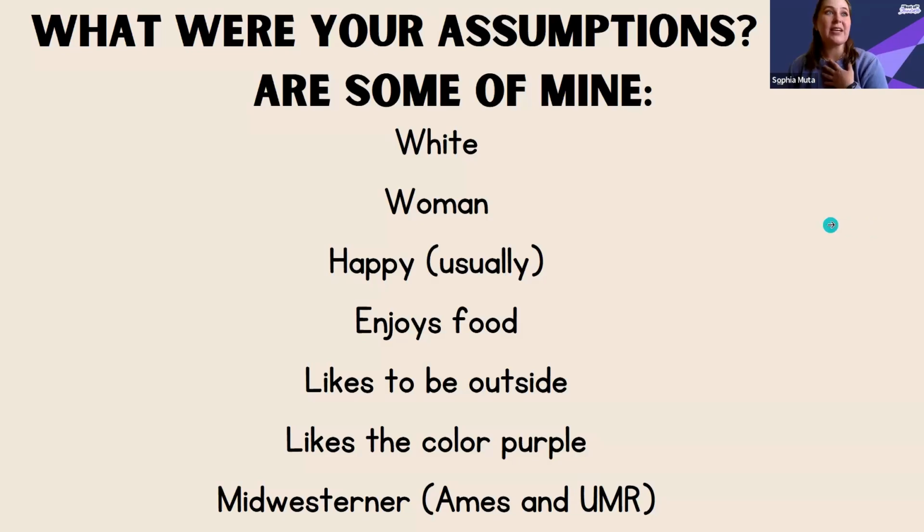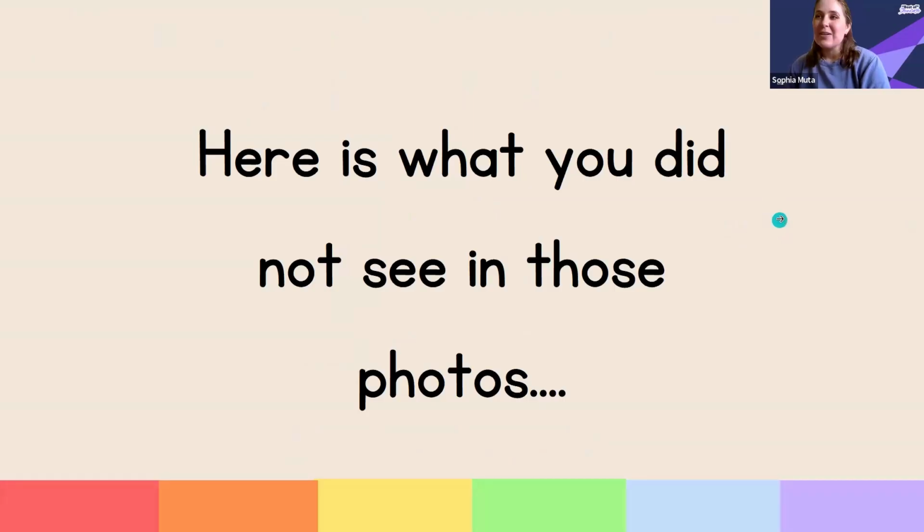that I wrote down, right? Here were some of my assumptions, right? Of these, this main person in the photos, white, she's white, a woman, appears to be a woman, happy usually, right? You clocked the one photo of the crying in the upper corner, likes to be outside, likes the color purple, and then a Midwesterner, right? I don't know if you saw it, but there was like the UMR logo in the back. And then there was also an image of Ames, which I'll show you in a second. So these are some of the things, right, that you may not have seen in those photos.